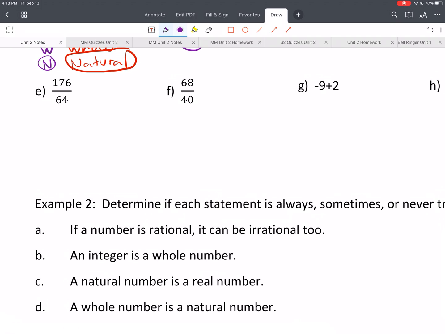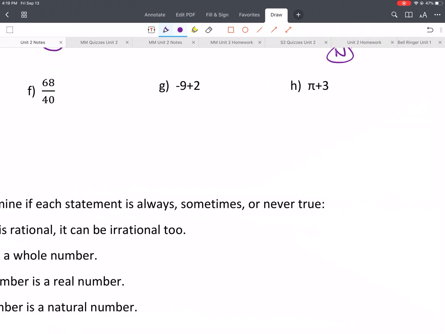This one, you'd maybe plug that in your calculator, see if it can be simplified to an integer or a natural number. Okay. I mean, the way it looks, it's a fraction, and we know that it's rational because it's written as a fraction. But we'll divide that by 64, and we end up getting 2.75. So it has a decimal that ends, which means we have real, and then we have rational.